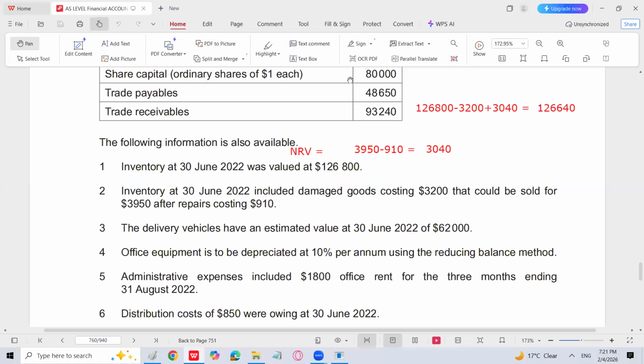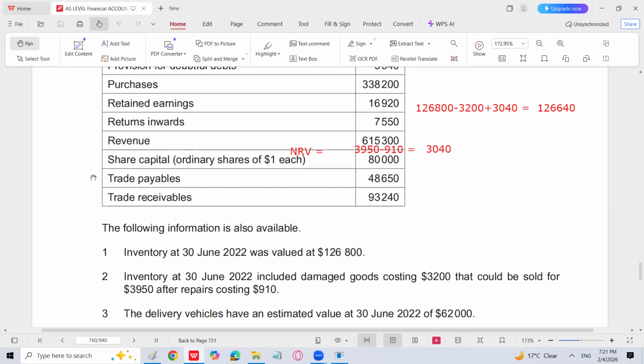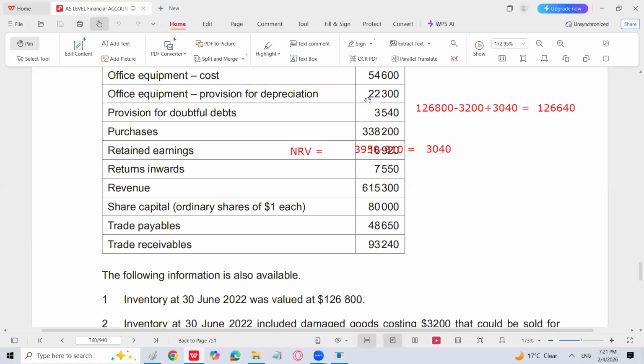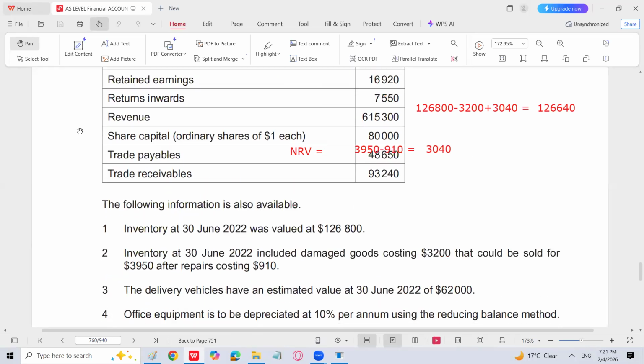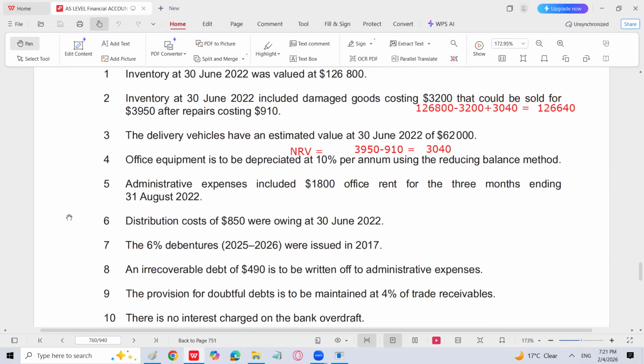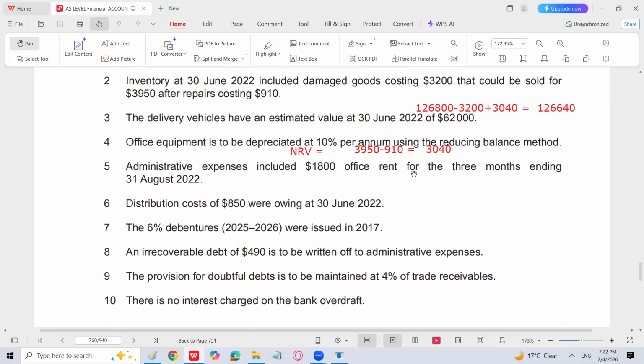Office equipment is to be depreciated by 10% using the reducing balance method. So what you are going to do: office equipment is 54,600 minus 22,300, and you will calculate 10% of that. You will get the depreciation on office equipment to be written in the admin expenses. Admin expenses include 1,800 office rent for the 3 months ending 31st August. This is an important point I will discuss later on.